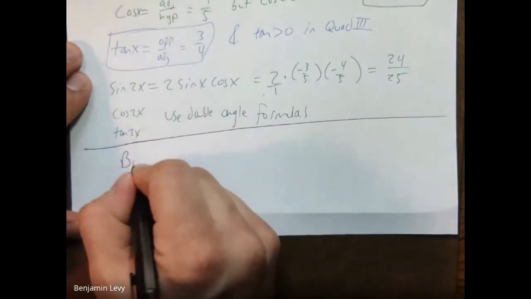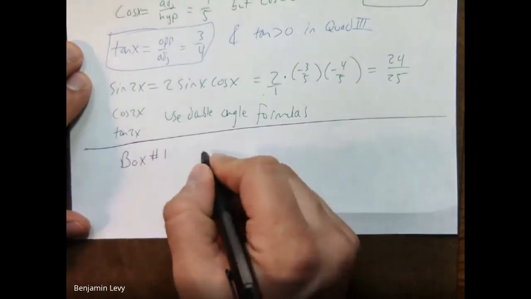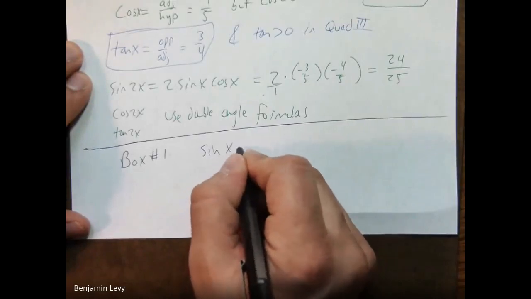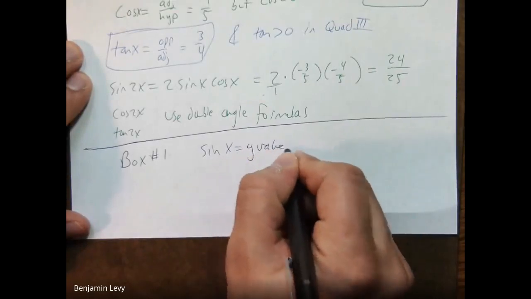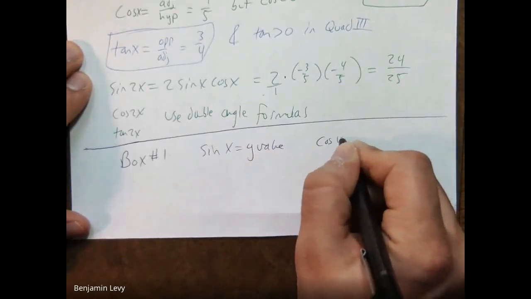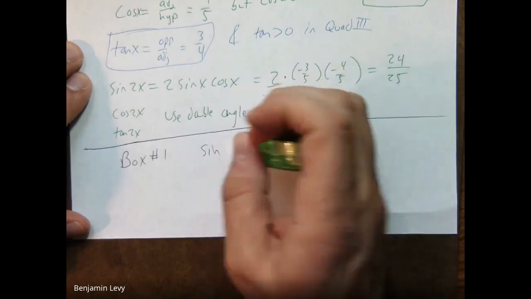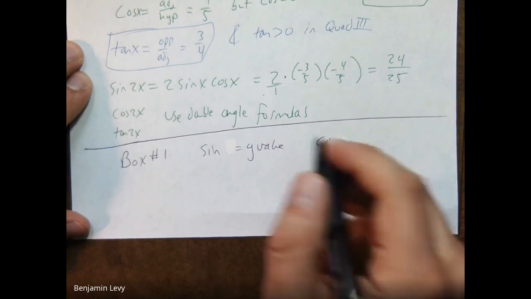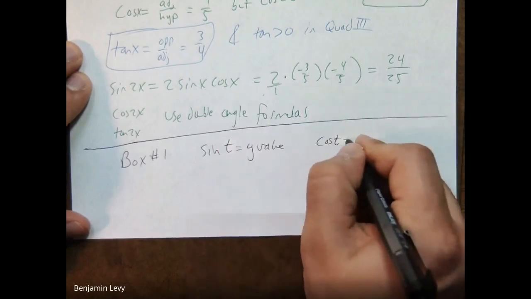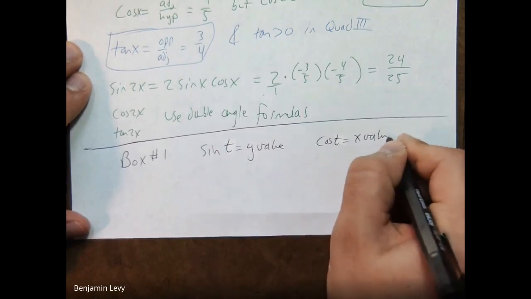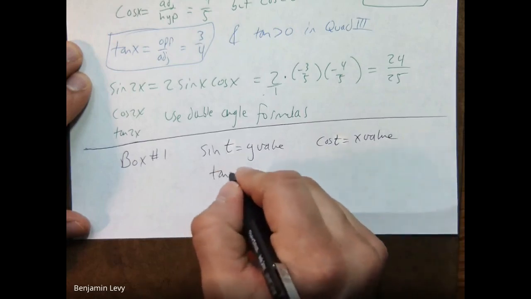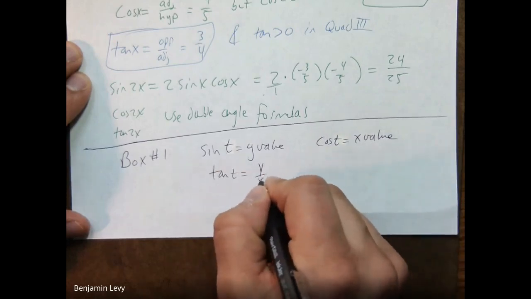So box number 1 tells us that sine is the y value on the unit circle. It tells us cosine is the x value. I don't want to put an x in there, I don't want to be confusing, so I'll put a t. And for tangent, you divide y by x, right?